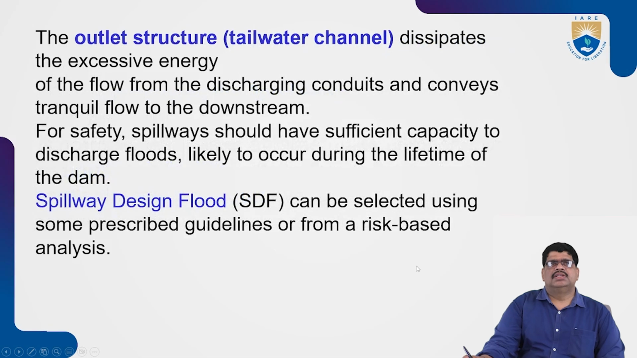The next one is the outlet structure, which is a tailwater channel. The excess energy from the discharge conduit conveys the flow downstream. For safety, the spillway should have sufficient discharge capacity for floods likely to occur during its lifetime. The third one is the spillway design flood, which is selected using prescribed guidelines, based on a risk-based analysis.